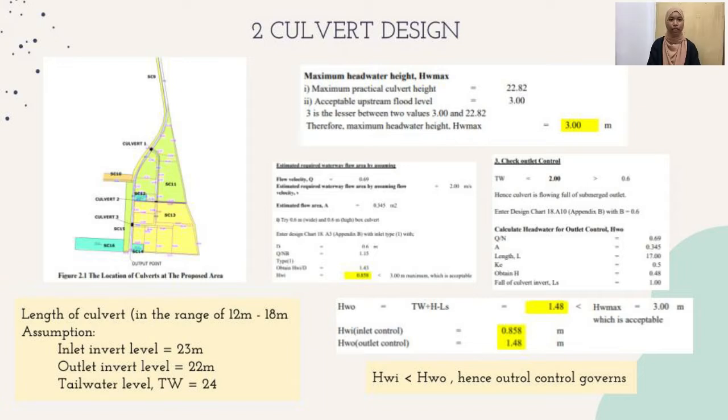So next is the culvert design sample calculation. By taking culvert number 3 as the sample calculation, first we will calculate the maximum headwater height, HW max. Next we calculate the estimated required waterway flow area by assuming the inlet control, and we also check the outlet control. So from the calculation, we can conclude that the HW inlet control is smaller than HW outlet control. Therefore, the outlet control governs.